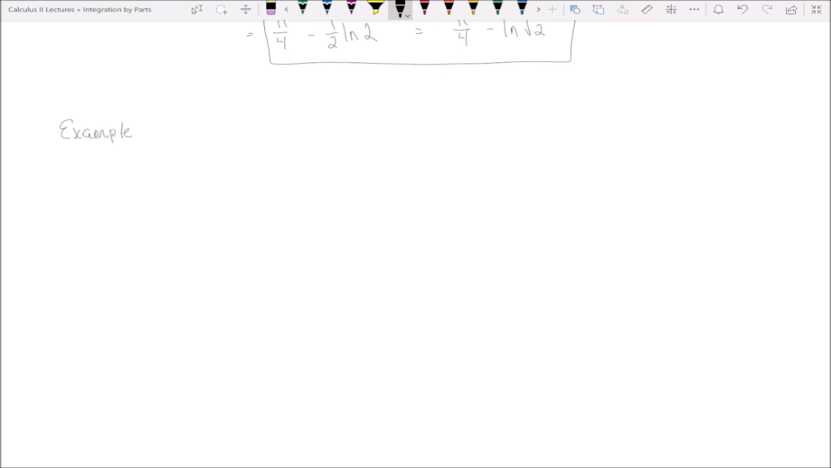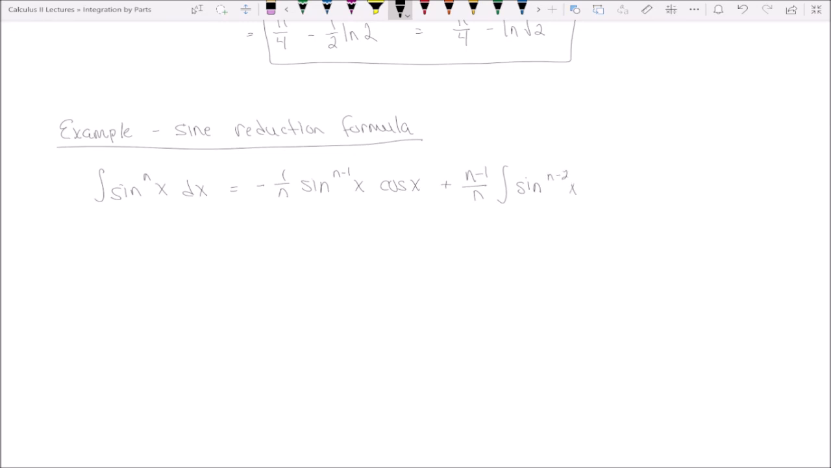So what we're going to do in this example is derive what's known as the sine reduction formula. And the sine reduction formula is this: the antiderivative of sine to the n of x dx is equal to negative 1 over n times sine to the n minus 1 of x times cosine of x plus n minus 1 over n times the antiderivative of sine to the n minus 2 of x dx. So this is what we want to show.